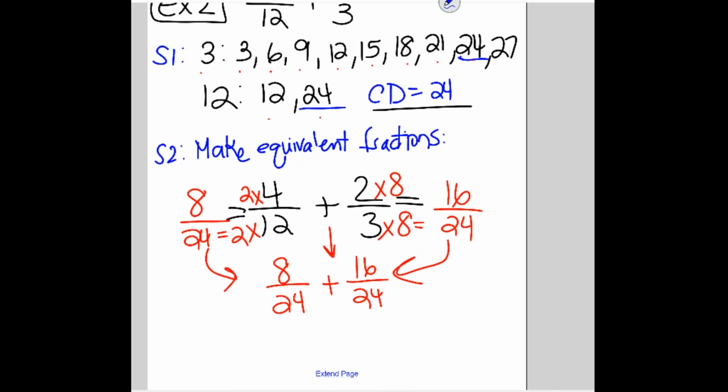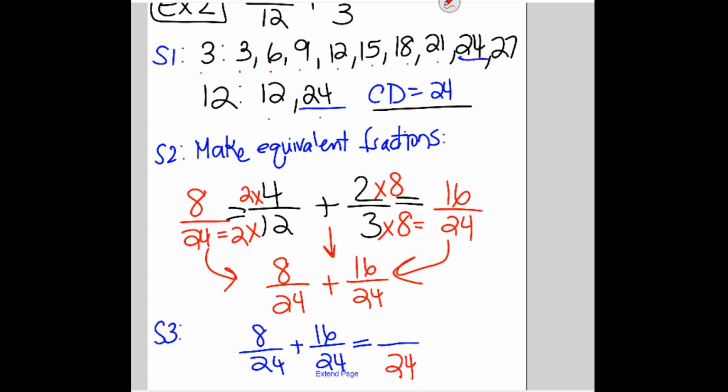Of course, it's our step 3, which is adding them. That's the easy part. So let's take our 8/24 plus our 16/24. What do we get? So what is 8 plus 16? Well, first of all, let's do the easy part, the denominator. That equals 24, of course, because it doesn't change. We worked so hard to get it to equal 24.